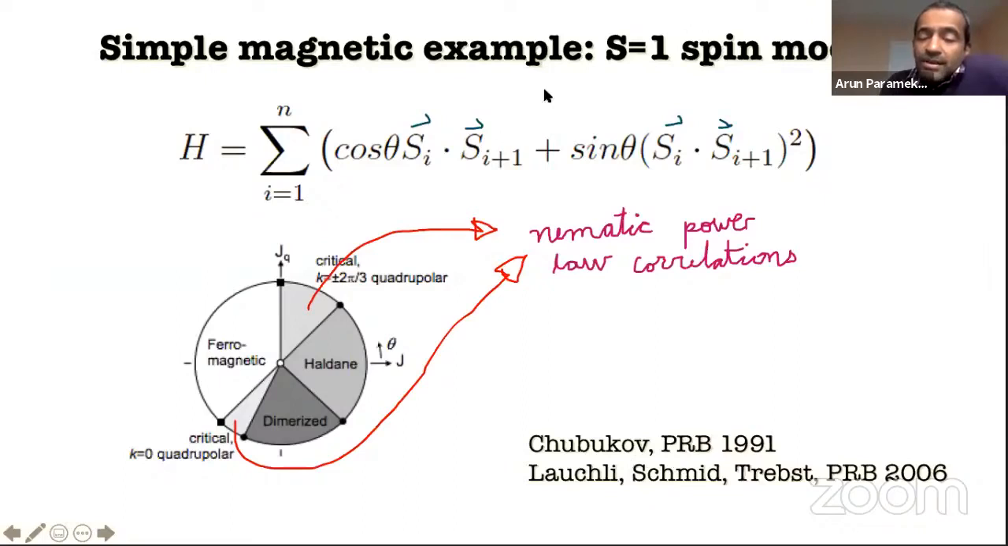And this was proposed a while ago by Andrei Chubukov, many years ago, and there have been a lot of numerical DMRG and other studies. Many people have worked on these kinds of Hamiltonians, realizing this kind of quadrupolar correlations in this spin 1 system.